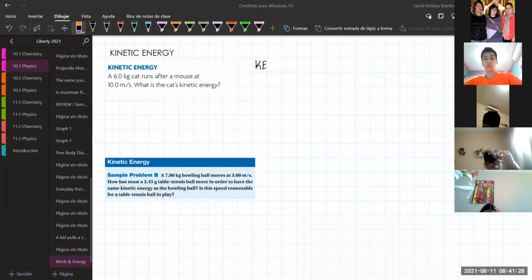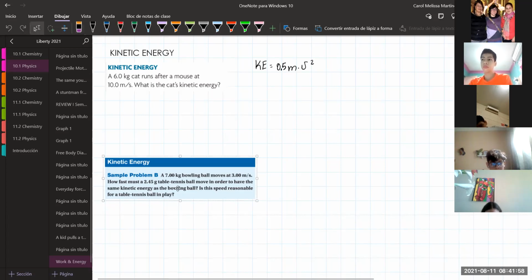Kinetic energy is equal to 1/2 mass times speed raised to the second power. Now, because I'm a lazy person, instead of writing 1/2, I just replace it by the decimal equivalent, which is 0.5 times mass times the speed to the second power. That's it. That's the formula for kinetic energy.